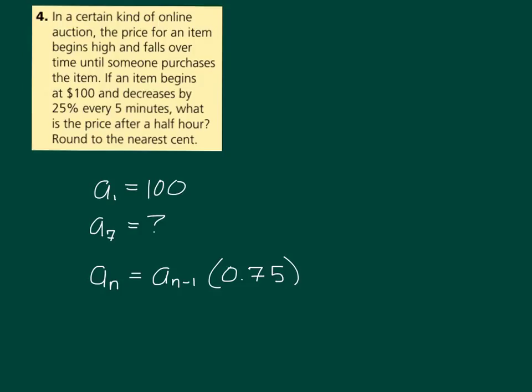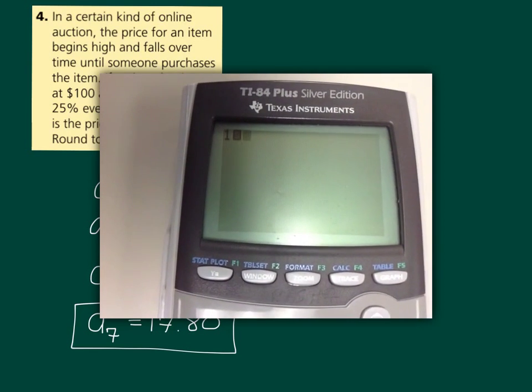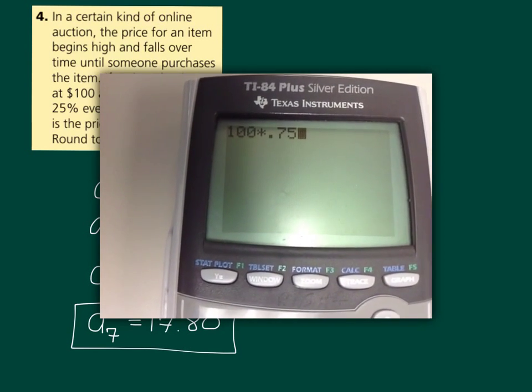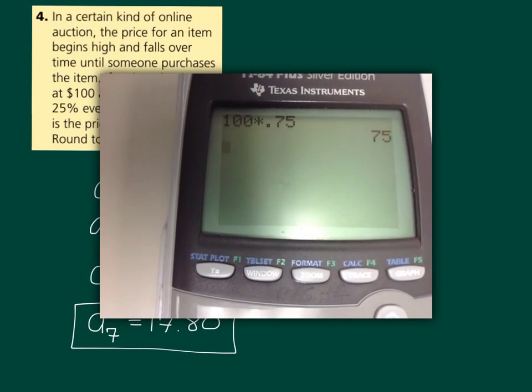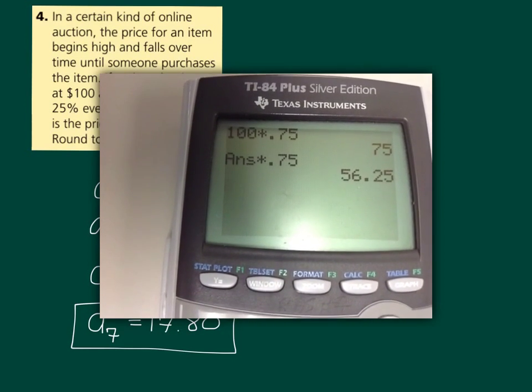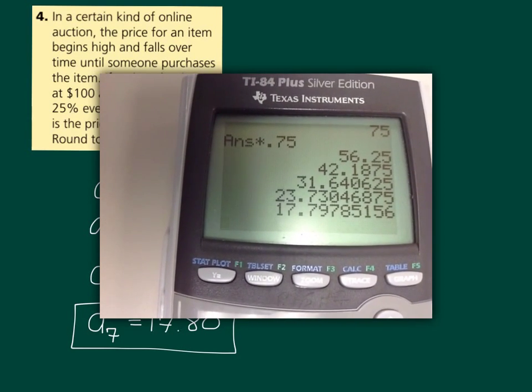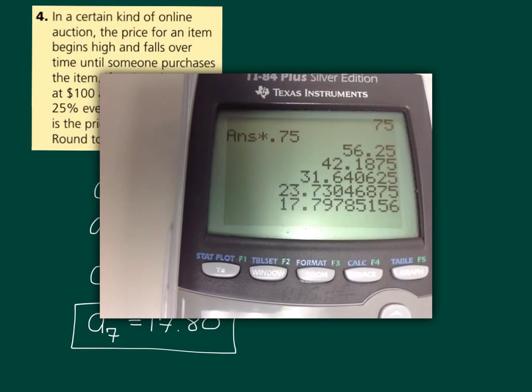What is the price after a half hour, rounded to the nearest cent? It should be that the 7th term is 17.80. To do a situation like this, do 100 times 0.75. That's the first change. So we need 5 more. Do times 0.75. That's 2. And then at this point, just push enter. So that's 3, 4, 5, 6. 17.80.